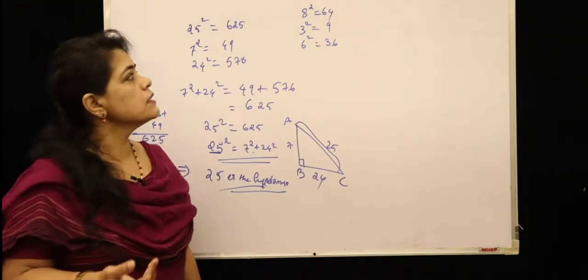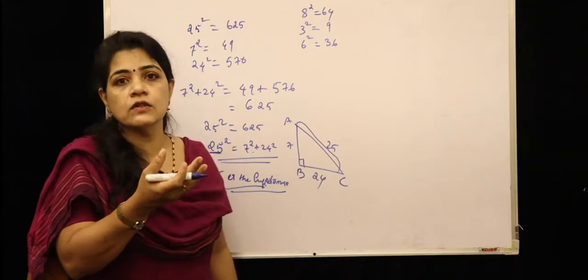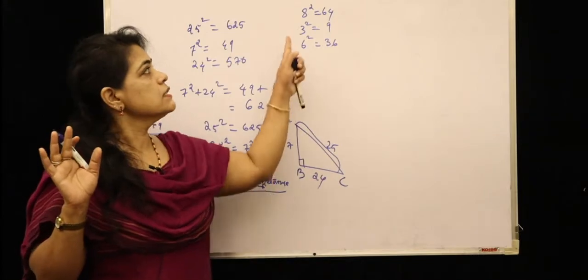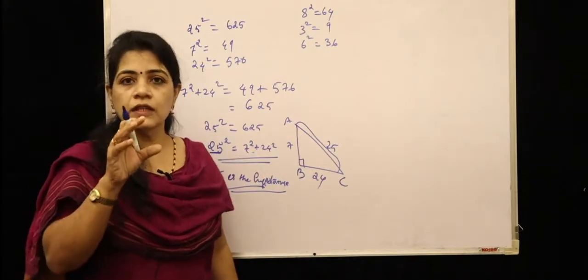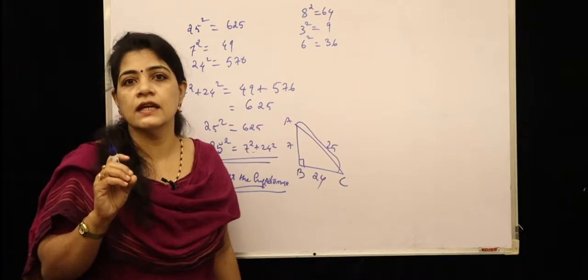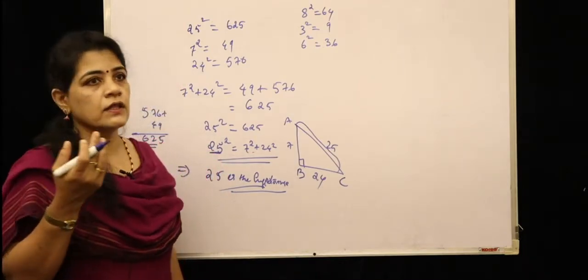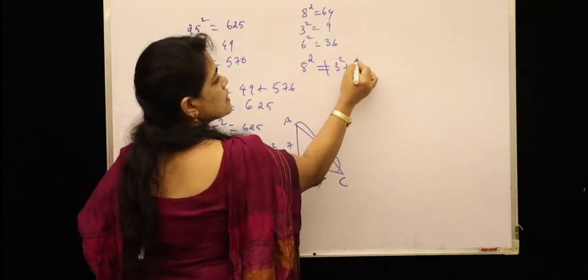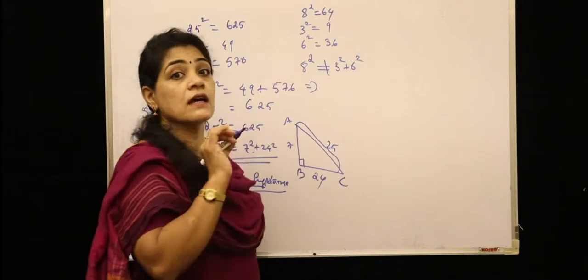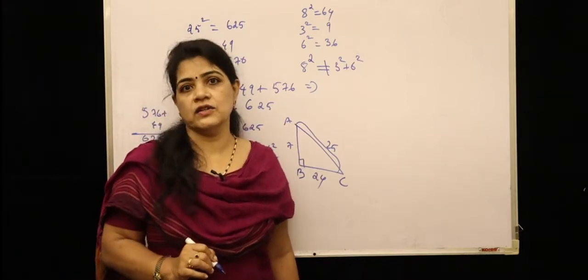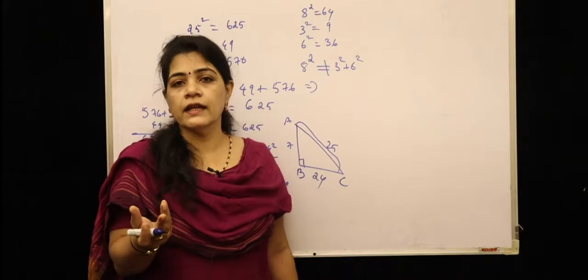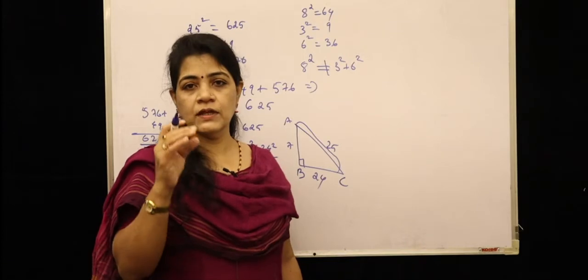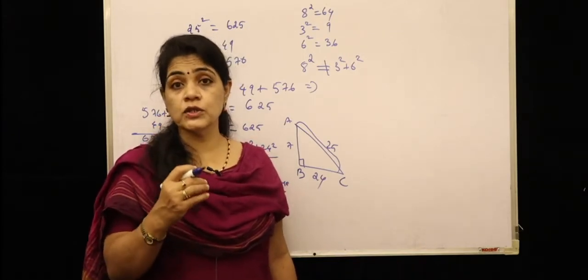Okay, the sum of 3 square and 6 square is not equal to 8 square. That means if we have these three sides, we cannot construct a right triangle. So here 8 square is not equal to 3 square plus 6 square, which implies the given sides are not the sides of a right triangle. If so, how can we write down the hypotenuse? Only a right triangle has a hypotenuse. That means the side opposite to the 90 degree angle.